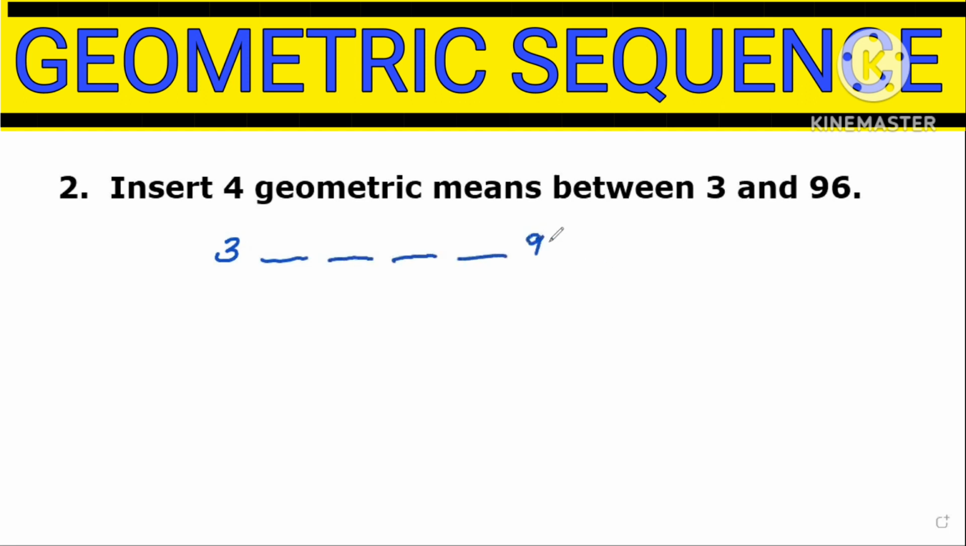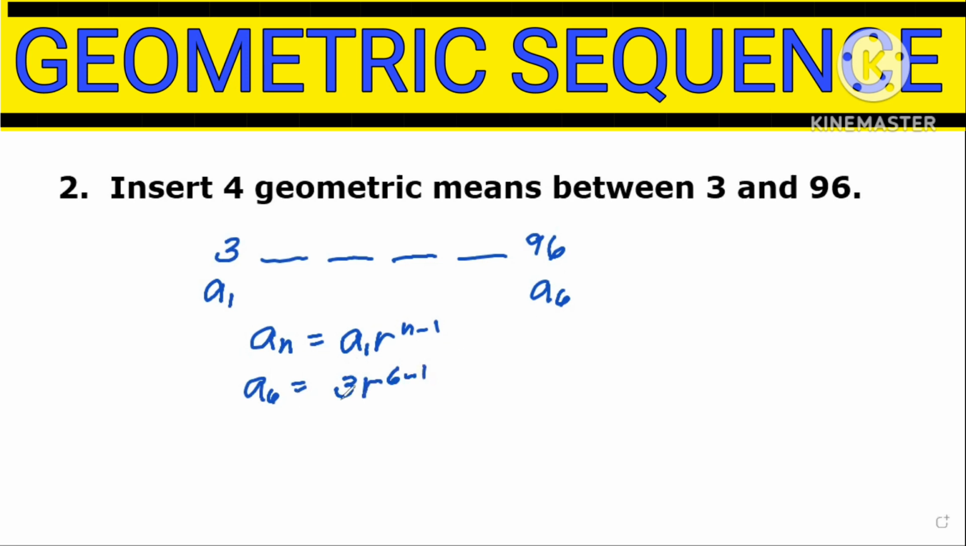And then the last term is 96. Meaning 3 is our first term and 96 is our sixth term. Now, to solve for R, gagamitin natin itong 96, no? By using the formula for the nth term, a sub n is equal to a sub 1 r to the n minus 1. So, a sub 6 is equal to a sub 1, which is 3. R is unknown. N is equal to 6.